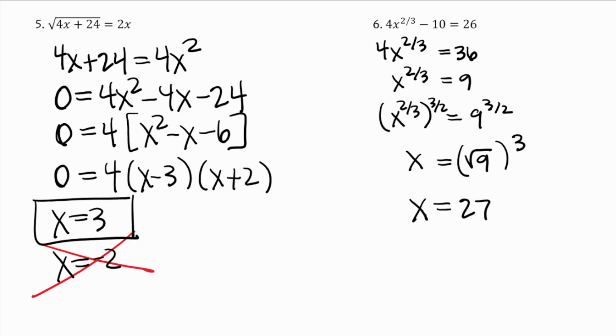Okay, but hold on a second. I took both sides to the 3/2 power, which meant I took the square root of both sides of the equation, and I did not bring in that plus or minus. So I'm going to need that.